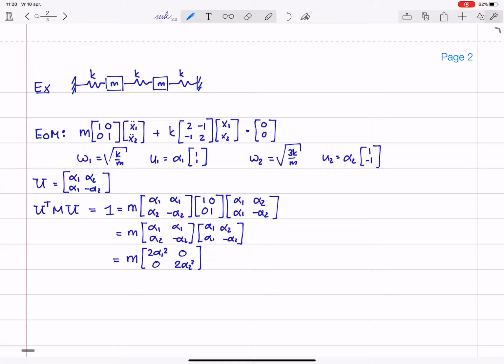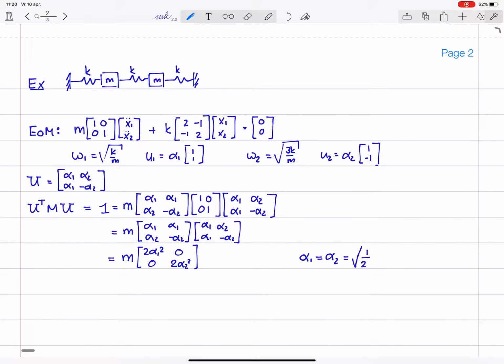And we are able to produce the identity matrix from it if, in this case, alpha 1 and alpha 2 are the same, and they are equal to the square root of 1 divided by 2m. Okay, so this is the mass normalization of the natural modes. If we choose alpha 1 and alpha 2 to be the square root of 1 over 2m, then U transpose times M times U is the identity matrix.